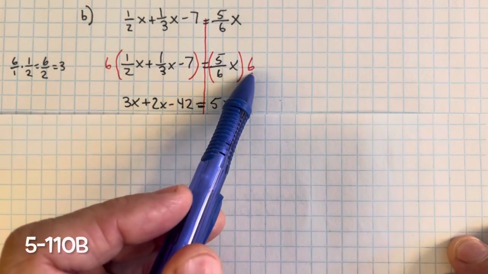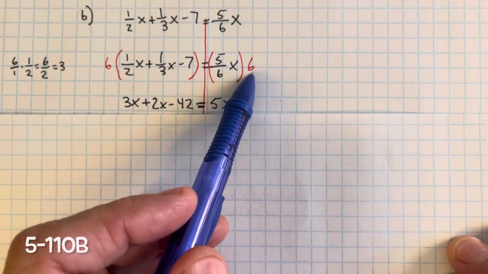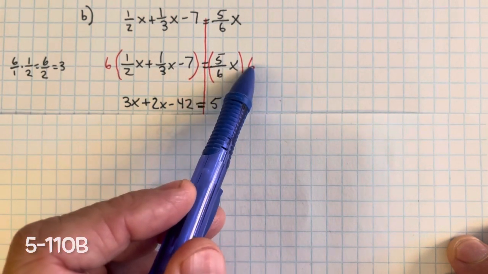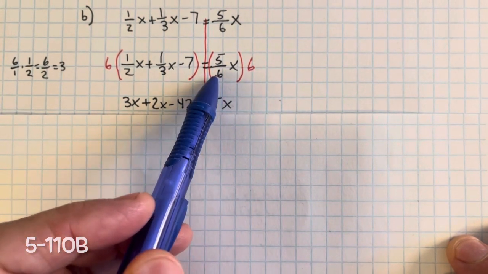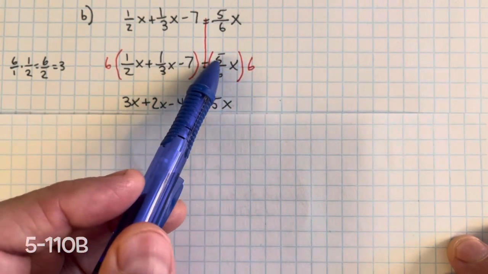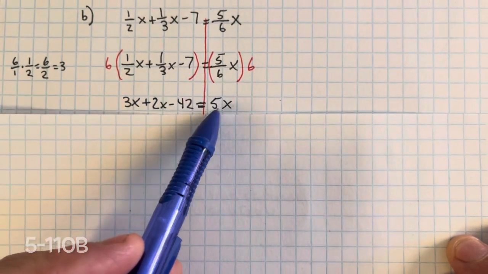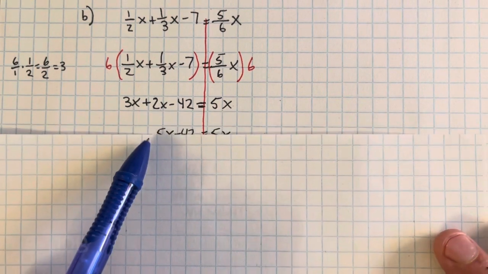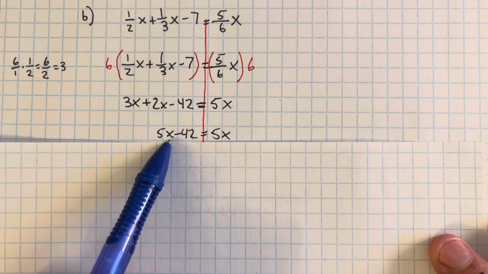And then we also have to multiply the right side by 6, and here we have 6 divided by 6 is 1, so these cancel out, which gives us 5, so we have 5x. Here we have like terms, 3x plus 2x, which equals 5x.